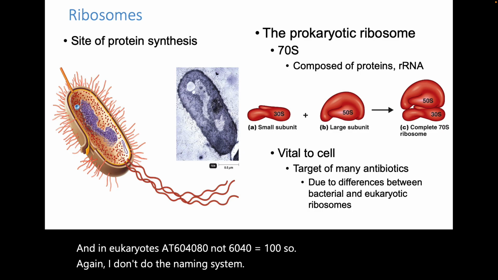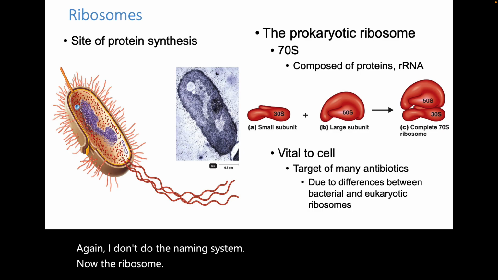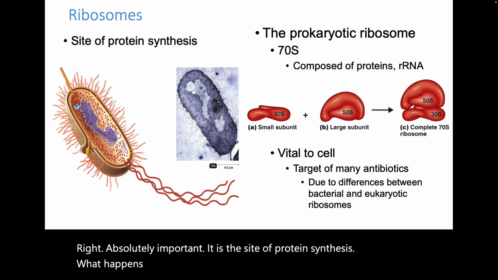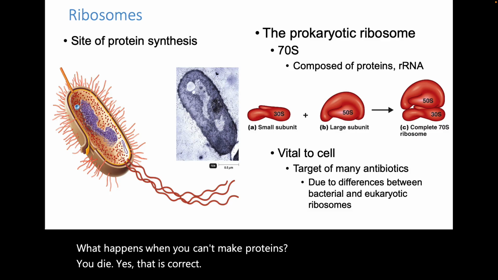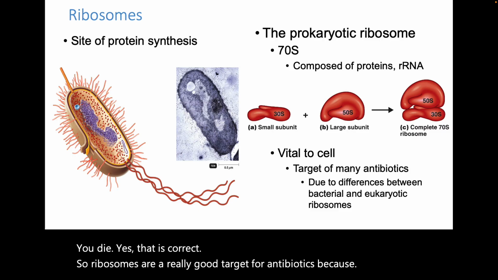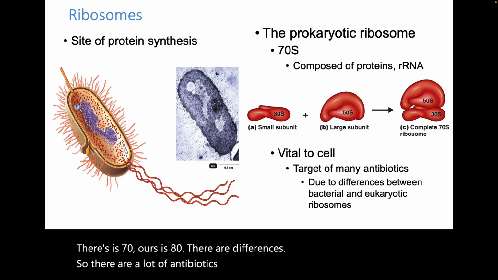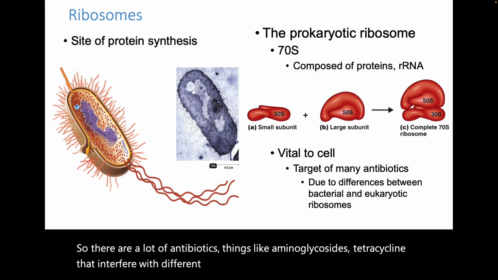Now, the ribosome, right, absolutely important. It is the site of protein synthesis. What happens when you can't make proteins? You die. Yes, that is correct. So ribosomes are a really good target for antibiotics because theirs is 70, ours is 80. There are differences. So there are a lot of antibiotics, things like aminoglycosides, tetracycline, that interfere with different parts of the ribosome and interfere then with protein synthesis.